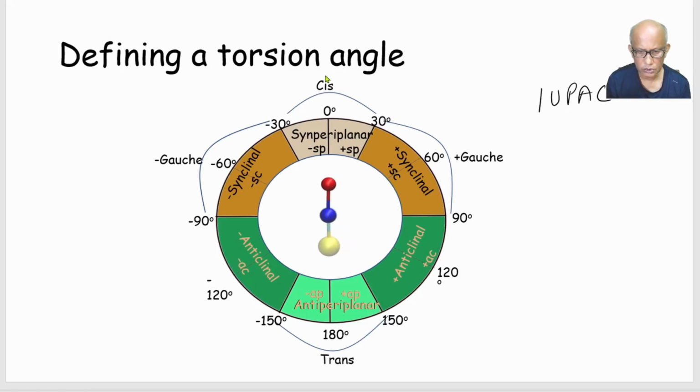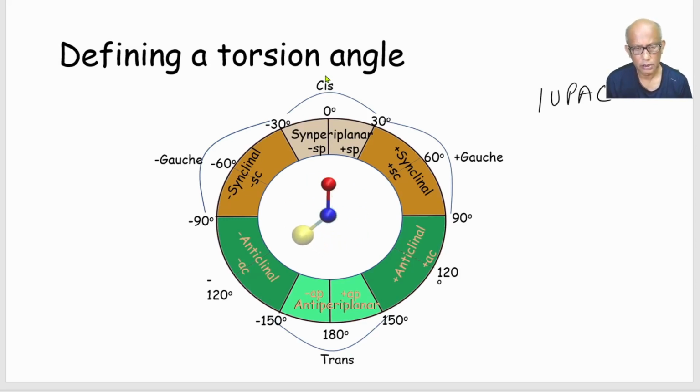Then between 90 to 150, we will call it anticlinal. Again, plus anticlinal, minus anticlinal. And then from minus 150 through 180 to plus 150, this region is called anti-periplanar. Again, minus anti-periplanar, plus anti-periplanar. So this is the IUPAC nomenclature. Now there is an older nomenclature which is neither complete, somewhat confusing, but nevertheless is ruling everywhere.